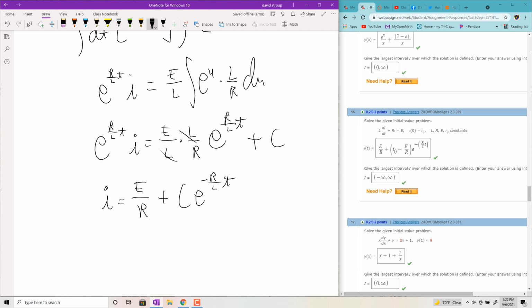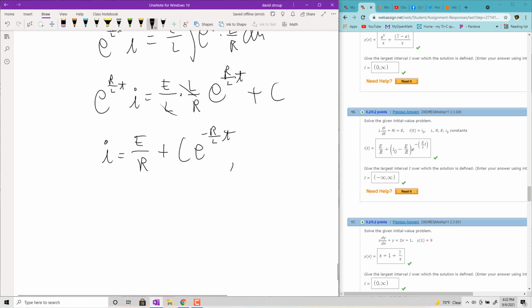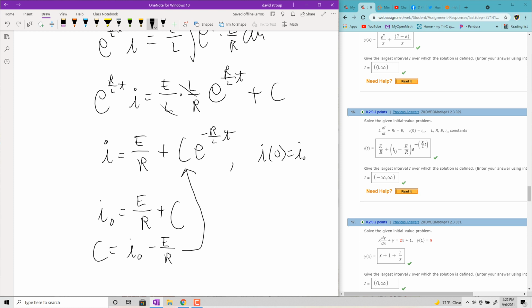And then use the initial condition to get your final answer, noting then I of 0 is I sub 0. So I sub 0 would equal E over R plus c e to the 0, which would just be 1. So c equals I sub 0 minus E over R, and then back substitute that in, and you get your answer that you see over here.